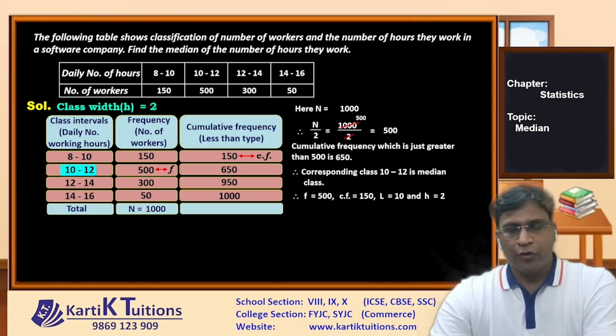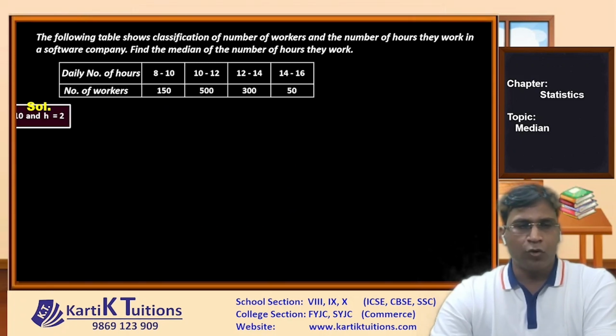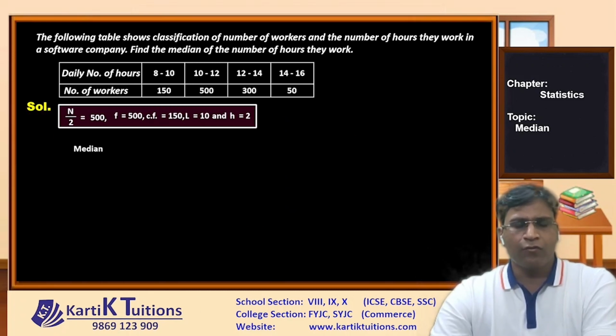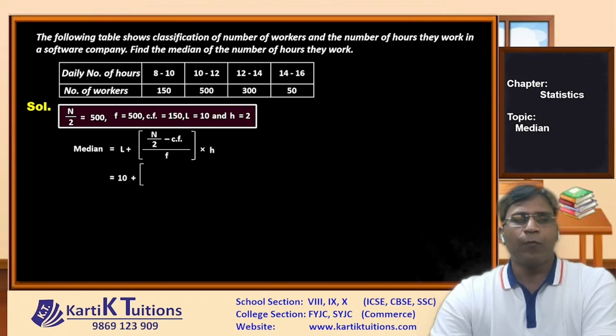Now let's go for the substitution in the formula. As I told you, the formula is very small and easy. What is the formula? L plus n upon 2 minus CF upon F into H. Now let's substitute the values. What is our L? 10. So 10 plus, n upon 2 is 500 minus 150 upon F, that is 500, into 2. As per the board math rule, first we have to solve the bracket. So 500 minus 150 will give us what? 350. So it is 350 upon 500 into 2.